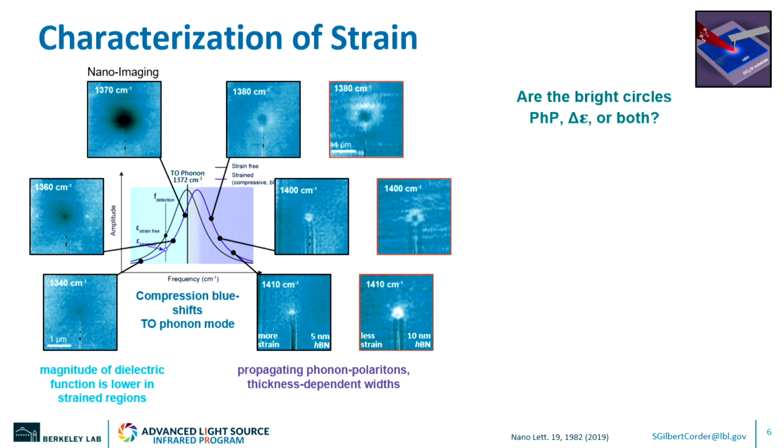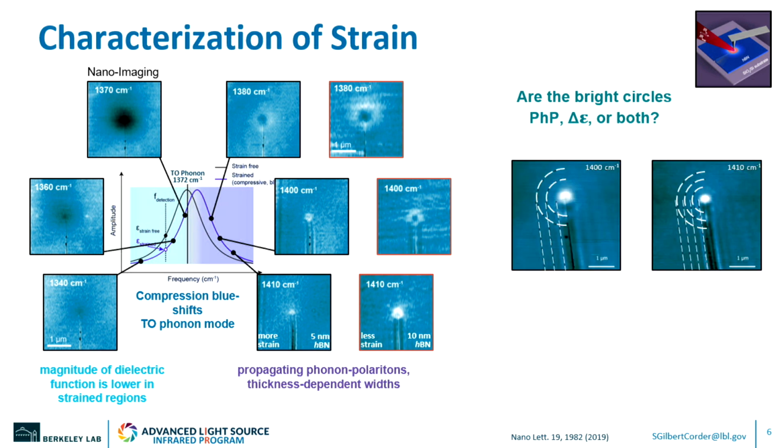And then we also seem to see that the width of this varies, not just the phonon polaritons from the wrinkle, but the width of the bright spots is changing as well. So that leads us to think that they might actually be phonon polaritons being launched because of this change in dielectric value. So examining a little more closely, and once again, it's very hard to see in this image.